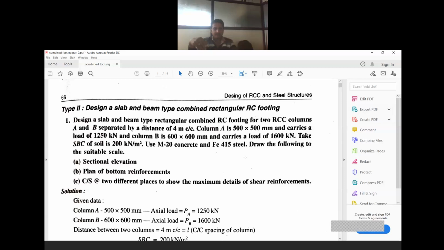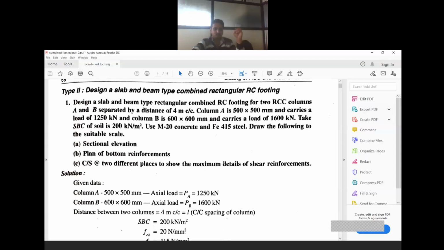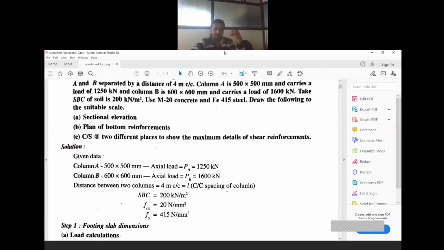Take SBC of soil as 200 kilonewton per meter square. Use M20 concrete and Fe415 steel. Draw the following to a suitable scale. So we have to draw the sectional elevation, plan of bottom reinforcement, and cross sections at two different places to show the maximum details of shear reinforcement. Okay, understood. So this is the given question.